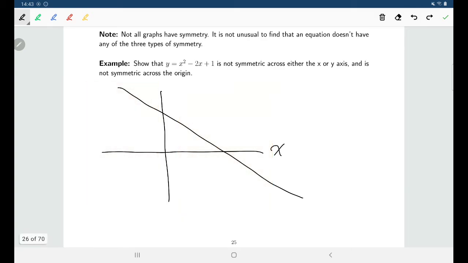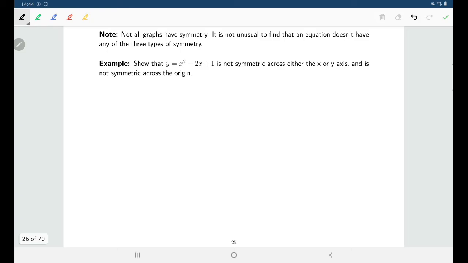And also it's not symmetric about the origin because, again, if you imagine taking part of this graph and flipping it in the y-axis, then flipping it in the x-axis, we don't have the same thing showing up down there. So no, it doesn't appear for that straight line that it's symmetric across the origin or the x-axis or the y-axis. And in fact, most equations that we'll see don't have any symmetry. They're not symmetric in any way.